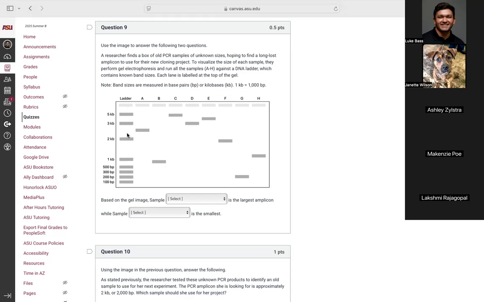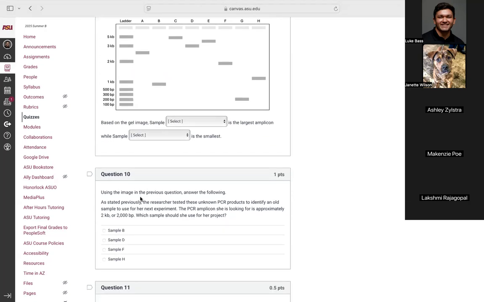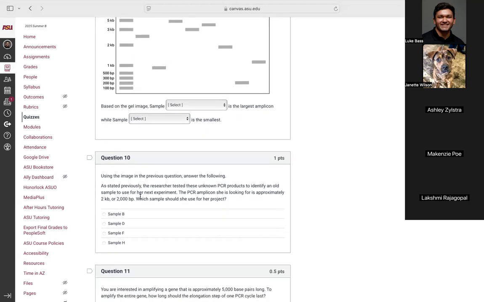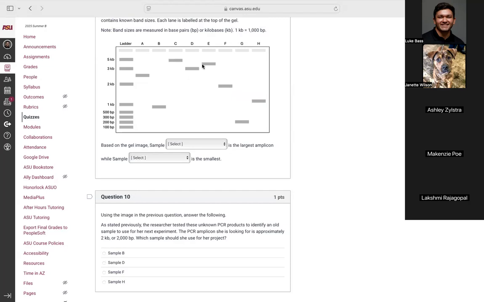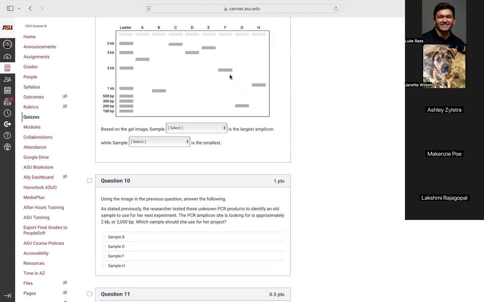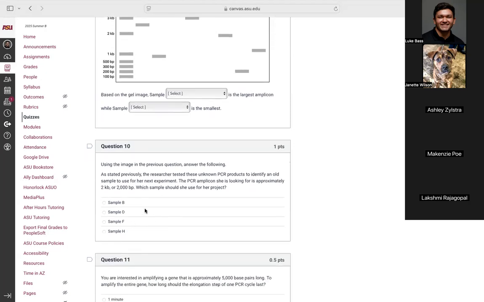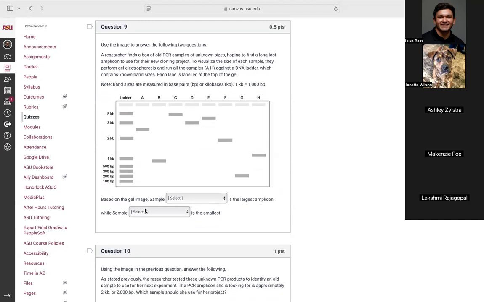If you didn't have this ladder here, you'll be able to answer question 9. But in the following question, I go back to the idea that this researcher, or you, are testing the unknown PCR products to identify the old sample, and you expect it to be around 2 kilobases. So what you're seeing here, yes Liana, you're on the right page, is that there are a couple samples that are around 2 kilobases, right? That'd be A and F, but ultimately, out of the options that are given to you, the answer should be distinguished.